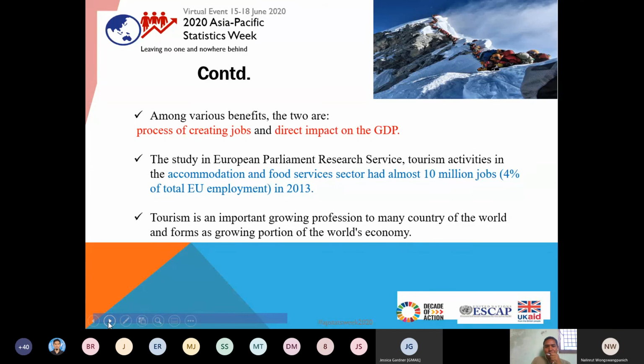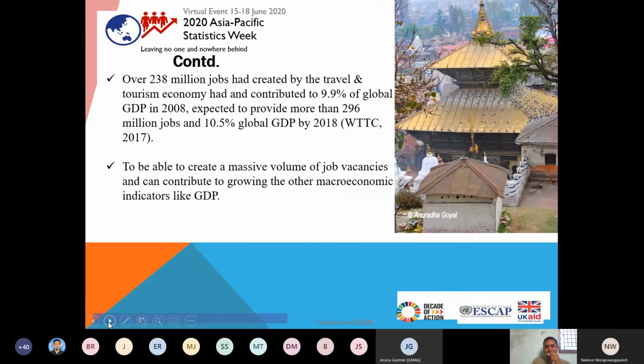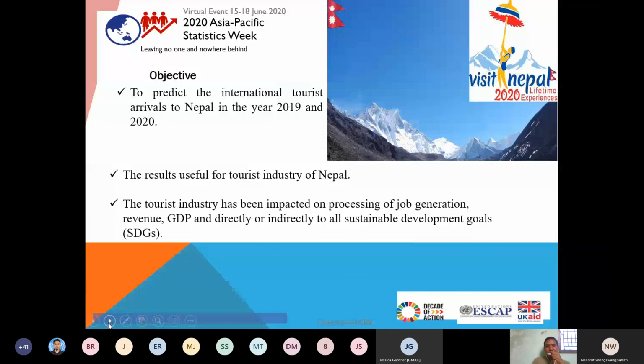Over 238 million jobs are created by the travel and tourism economy, contributing 9.9% of global GDP in 2000, and it is expected to provide more than 296 million jobs and 10.5% of global GDP by 2030. So it has to create a massive volume of job vacancies and contribute to macroeconomic indicators like GDP. The main objective of this paper is to predict the international tourist arrivals in Nepal. The results will help the tourist industry of Nepal. The tourist industry has an impact on job generation, revenue, GDP, and directly or indirectly on the sustainable development goals. So we have to forecast.